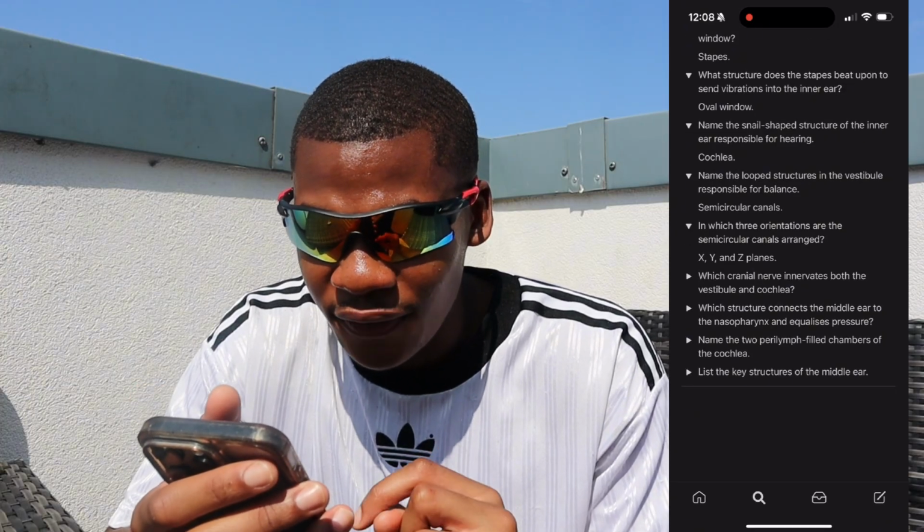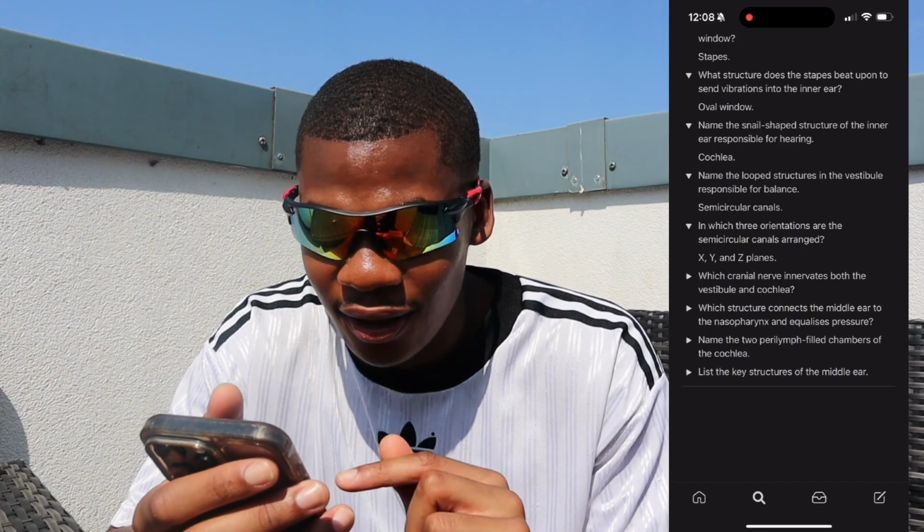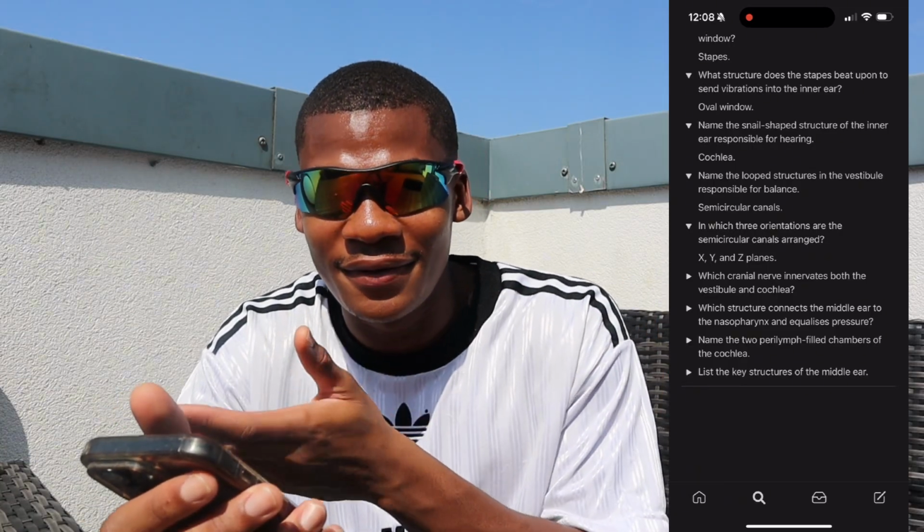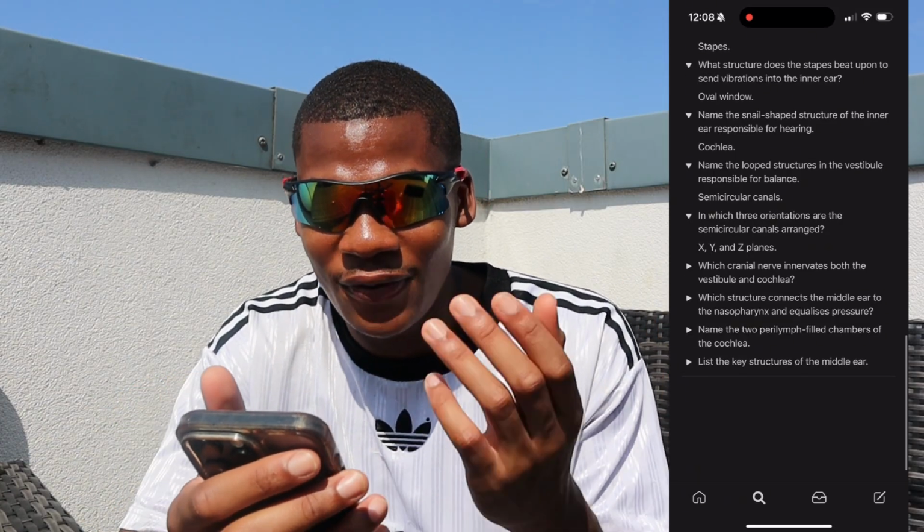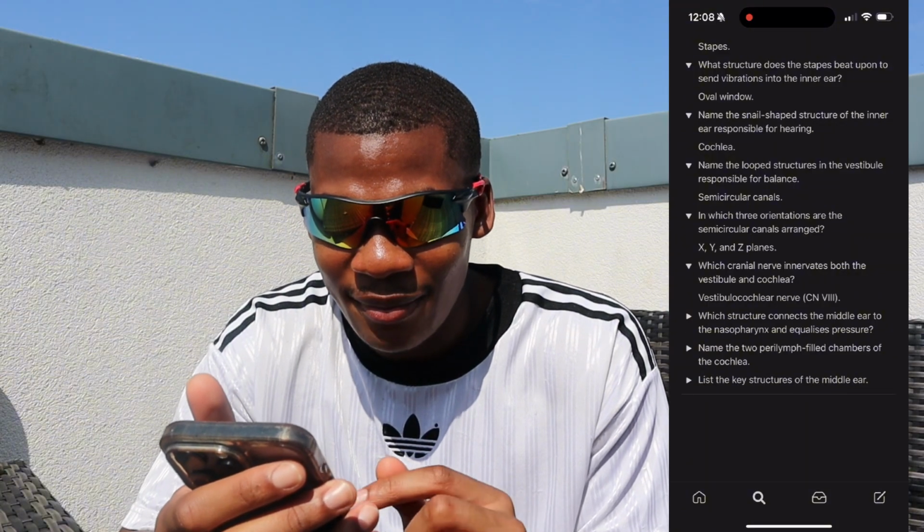Which cranial nerve innervates both the vestibule and cochlea? It says it in the name. The vestibulocochlear nerve innervates the two. So that's all to do with hearing and balance. Yep, that's cranial nerve 8.